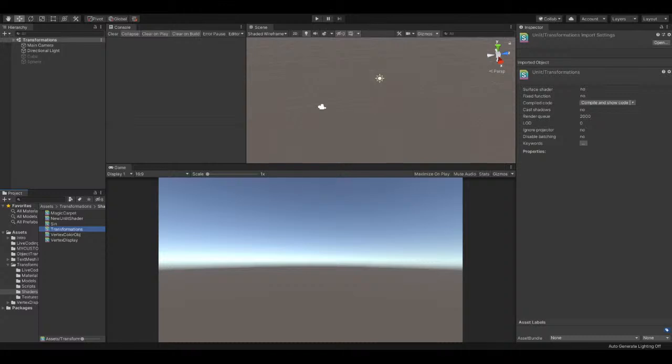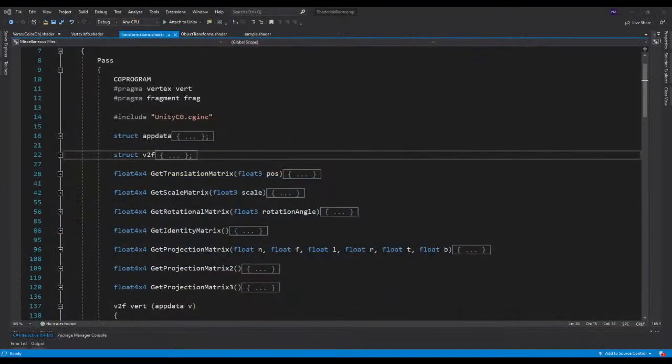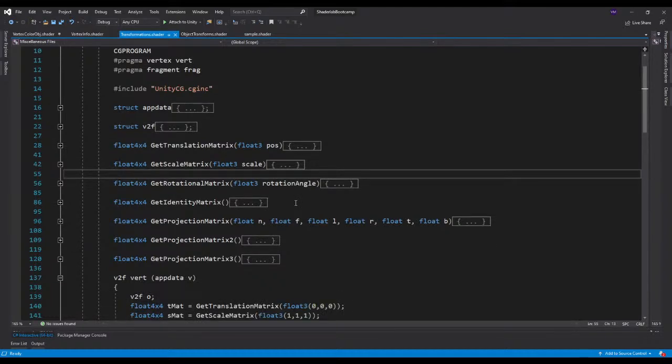Now I have personally created these matrices in the shader itself, just to quickly show you how it is done. But these matrices can be created on the CPU, because whenever we are transferring information, oh sorry, I did not switch to Visual Studio. I'm so sorry. So yeah, just a quick look into the shader.